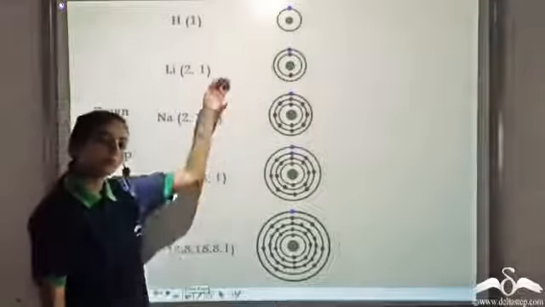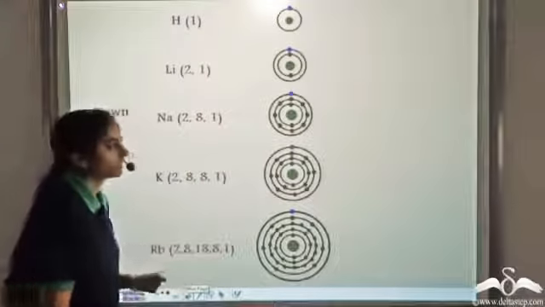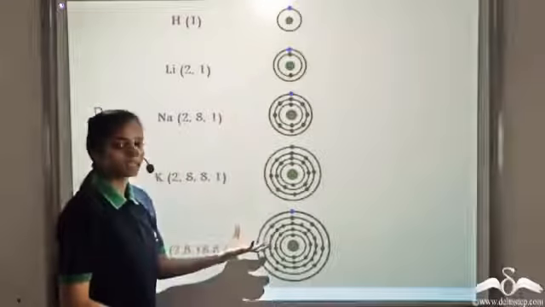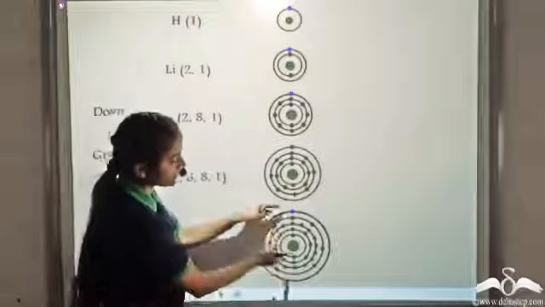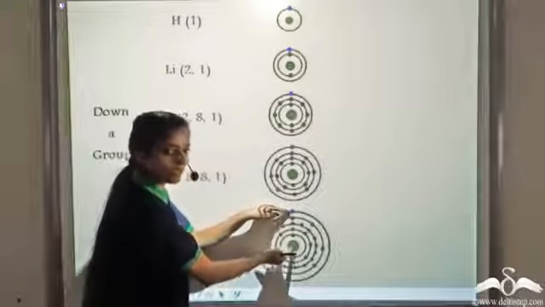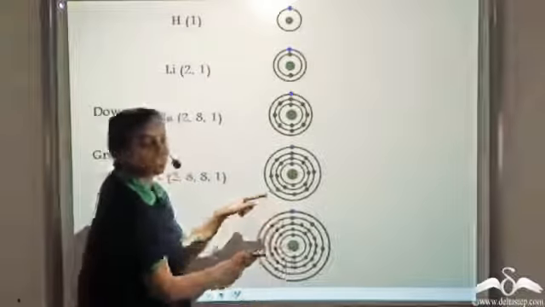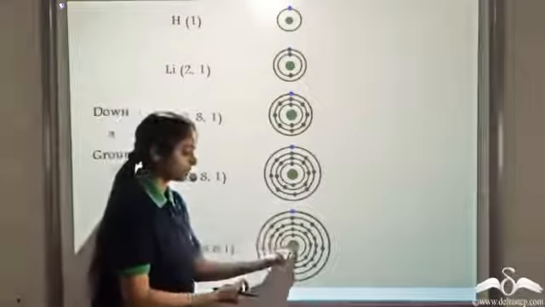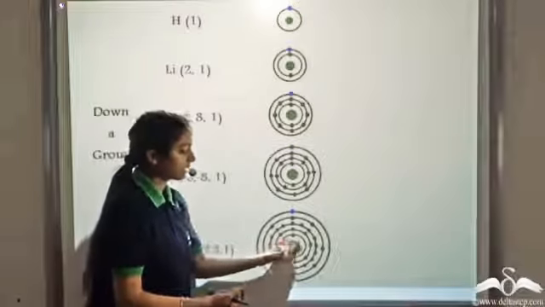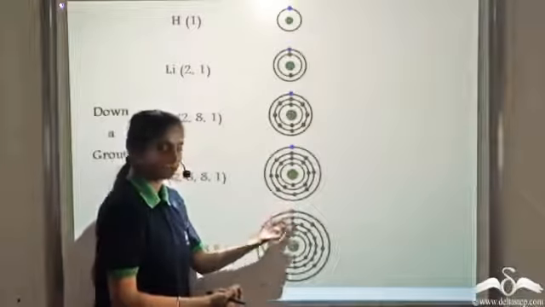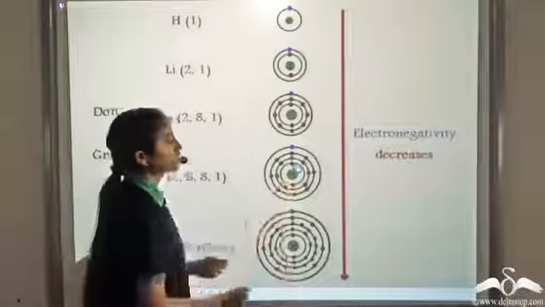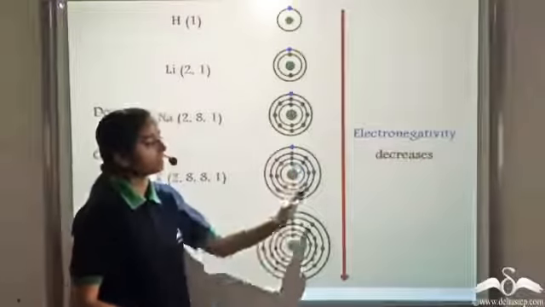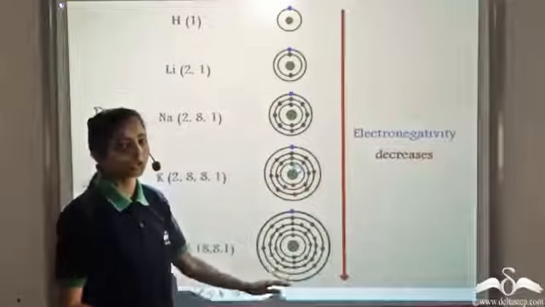Now when we move from top to bottom in a group, we know the atomic size increases. This leads to increased distance between the outermost shell and the nucleus. This increased distance leads to lesser attraction of electrons towards the nucleus, as now the nucleus exerts lesser force on the outermost shell. Therefore, the tendency to attract the electrons decreases, and the electronegativity decreases when we move from top to bottom in a group.